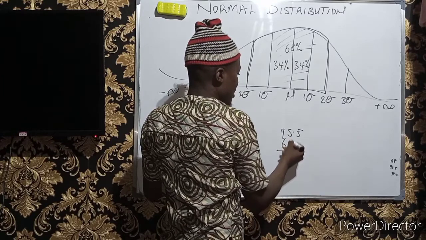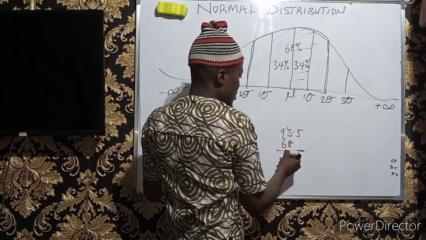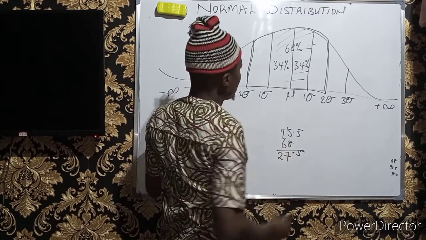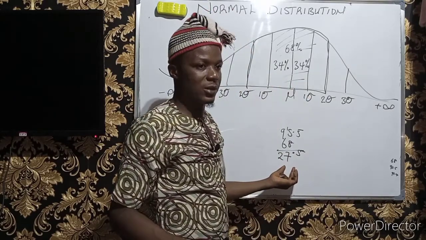5 cannot minus 8, so I borrow 1, put here is 15. 15 minus 8 is just 7. So this is left with 8. 8 minus 6 is 2. So it means here and here we will be sharing 27.5%.